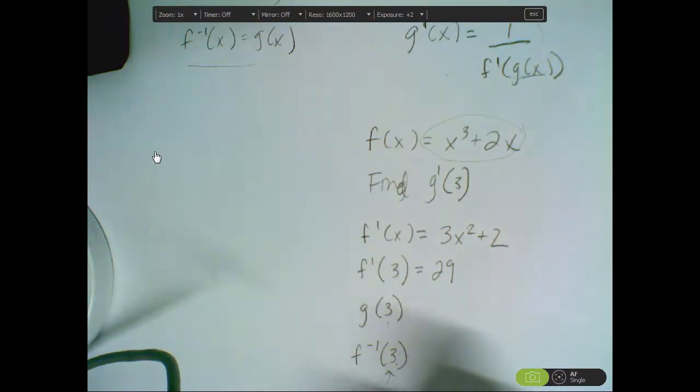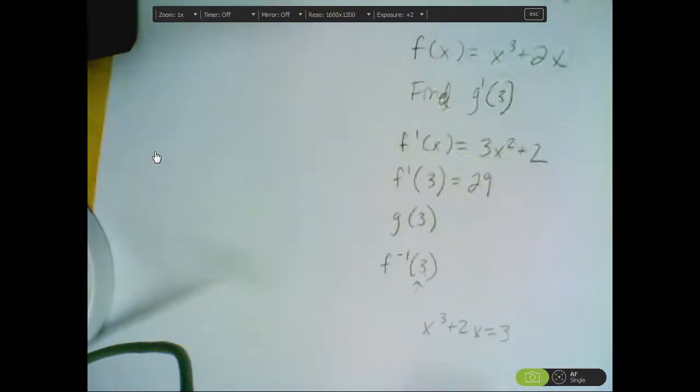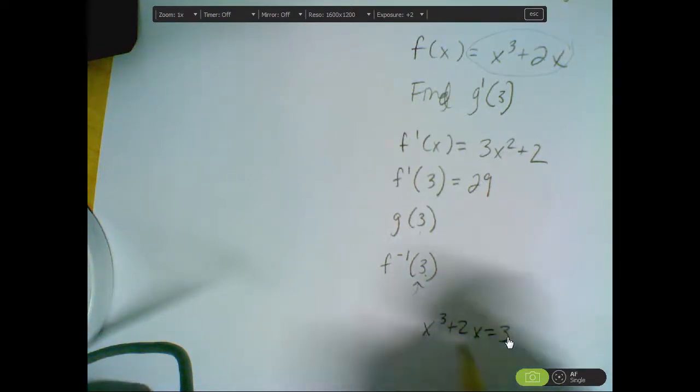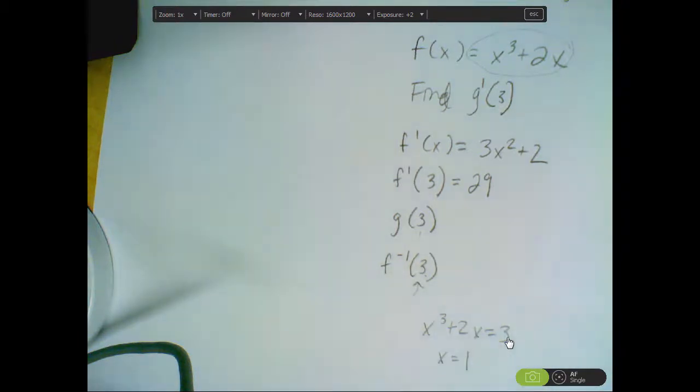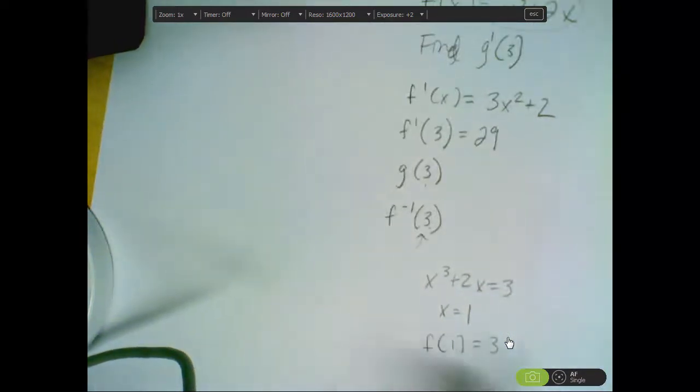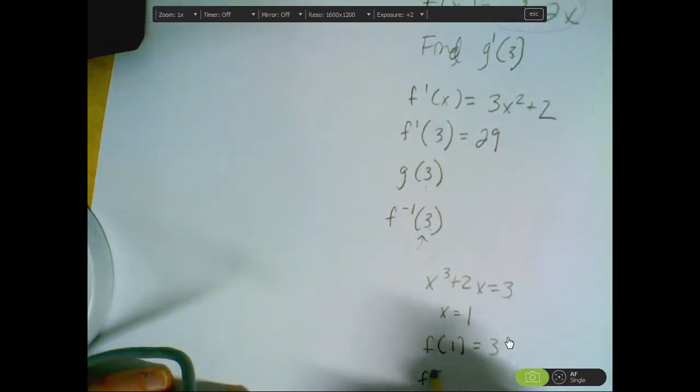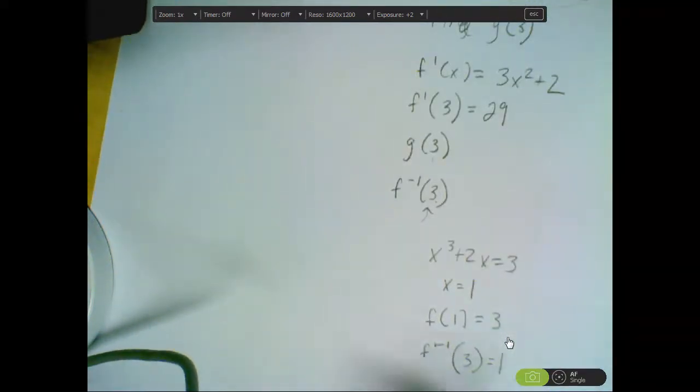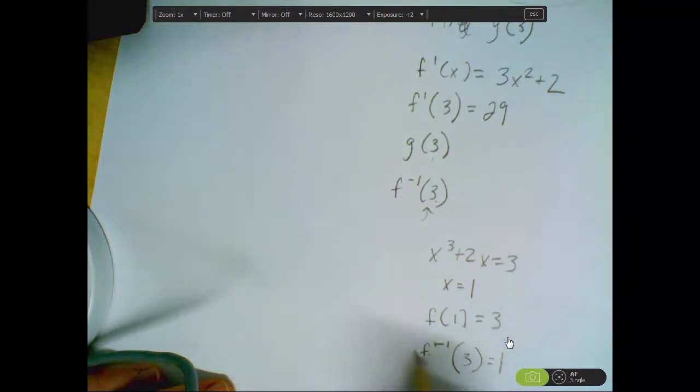So we go to our trusty calculator, and you're going to put x cubed plus 2x into y1 and 3 into y2, and you're going to find that when x equals 1, the output is 3. So another way of saying it, f of 1 is 3. That means that the inverse, f inverse of 3, is 1. Domain and range switch for the inverse. Okay, well remember in this problem, f inverse is called g. So g of 3 equals 1.